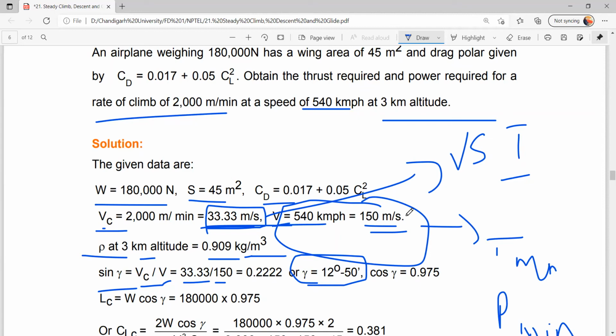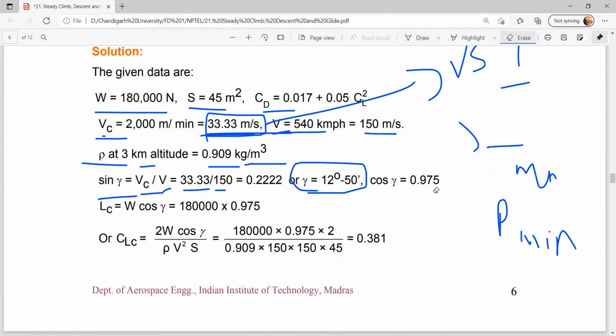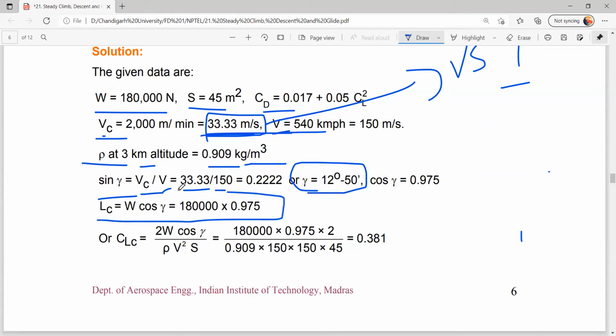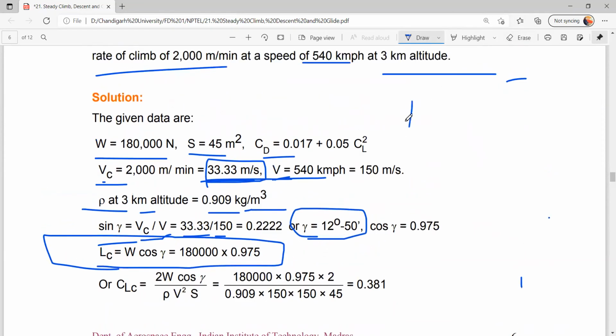So the pilot will fly there and he can acquire with thrust minimum values and power minimum values suitably. So once the angle of climb is determined, we are going to calculate the lift. So why are we calculating lift? Because obviously we need to calculate thrust and power, right?